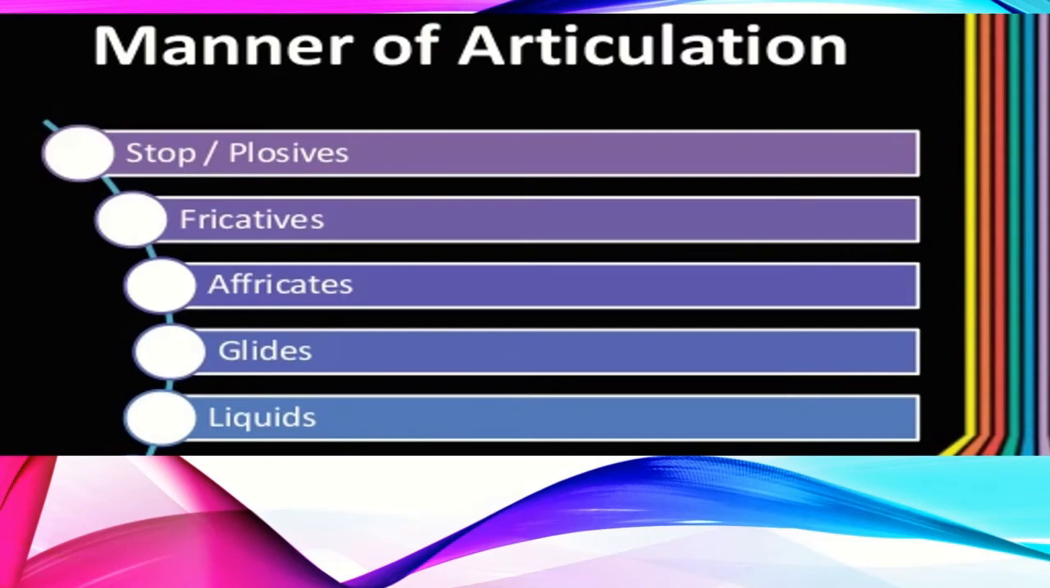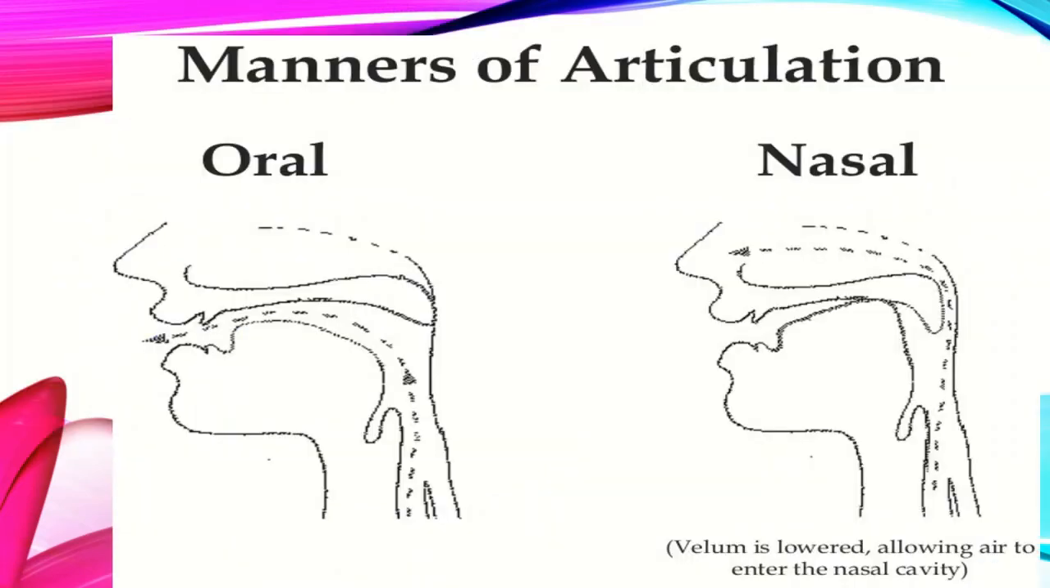Now, let's focus on the third piece of information we need to know about consonants, and that is, of course, the manner of articulation. Here we have stops or plosives, fricatives, affricates, glides, liquids, and so on. The manner of articulation is under oral and nasal.